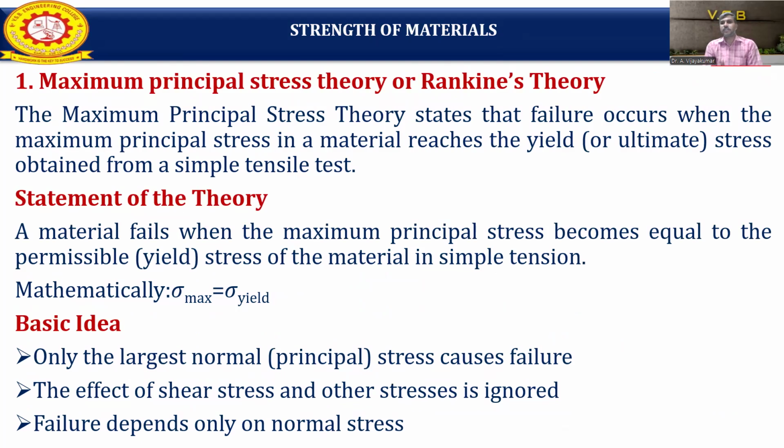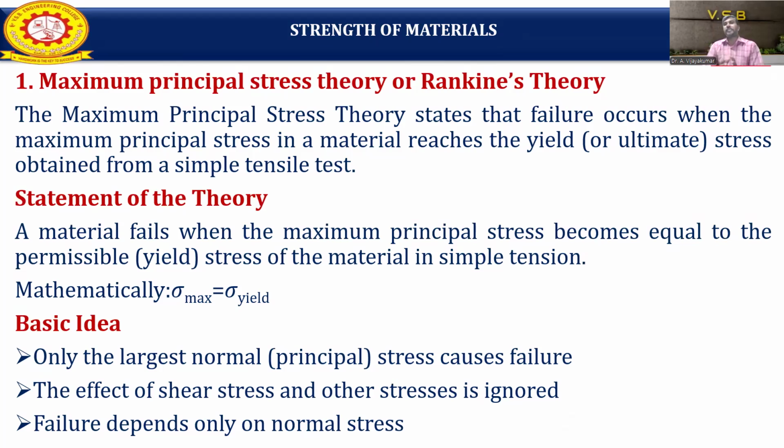What is the first theory? The first theory is the maximum principal stress theory, or Rankine's theory. This theory states that failure occurs when the maximum principal stress in a material reaches the yield or ultimate stress obtained from the simple tension test. We conduct the simple tension test and note the failures.